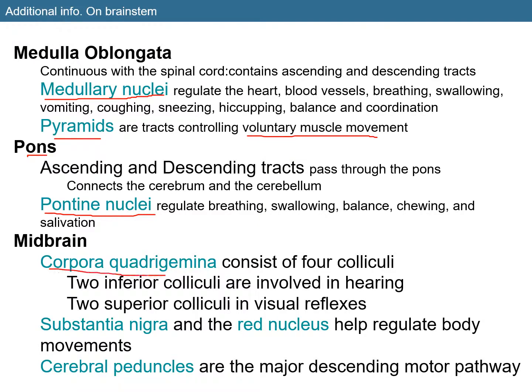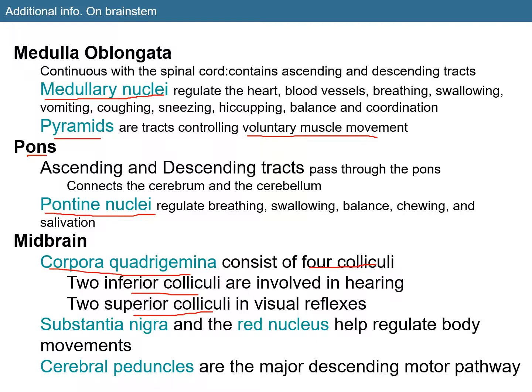The corpora quadrigemina is a region that has 4 colliculi involved in hearing and visual cues. We'll spend a lot of time looking at these. So those corpora quadrigemina, quadra meaning 4 of them. The 2 inferior are involved in hearing, and that's important to remember because we'll come back to the special senses later. And the 2 superior colliculi are involved in visual reflexes.